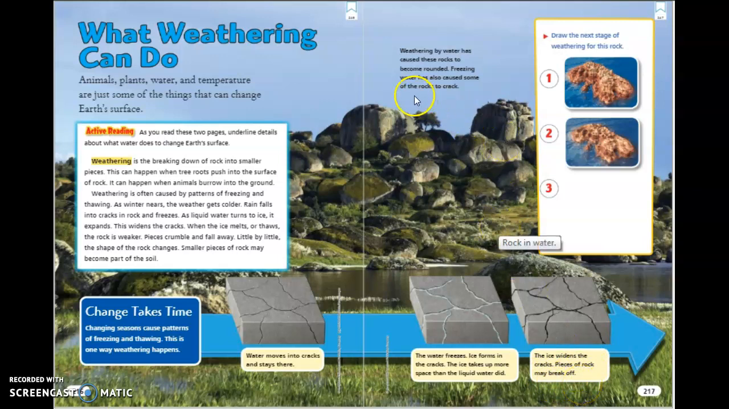Now we're going to look at the caption on page 217 at the picture above. Weathering by water has caused these rocks to become rounded. Freezing water has also caused some of the rocks to crack. Now let's do the activity to the right on page 217. It says, draw the next stage of weathering for this rock. So it shows you stage 1 and stage 2. You need to draw stage 3. Go ahead and pause the video and draw stage 3. Your drawing should show rock with a more rounded shape than in step 2.